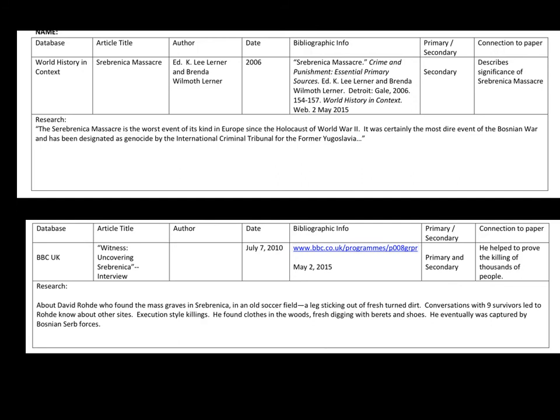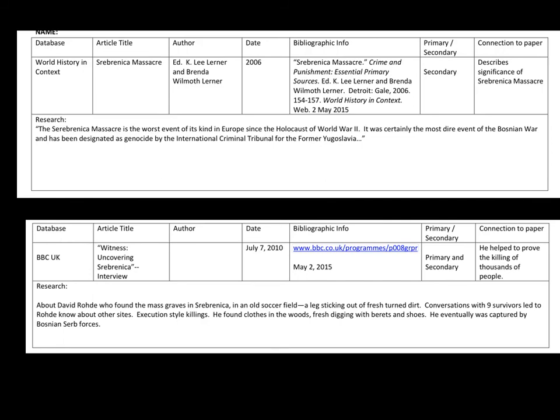The Srebrenica massacre is the worst event of its kind in Europe since the Holocaust of World War II. It was certainly the most dire event of the Bosnian War and has been designated as genocide by the International Criminal Tribunal for the former Yugoslavia. This is a very strong quotation, and it shows why this event is important.